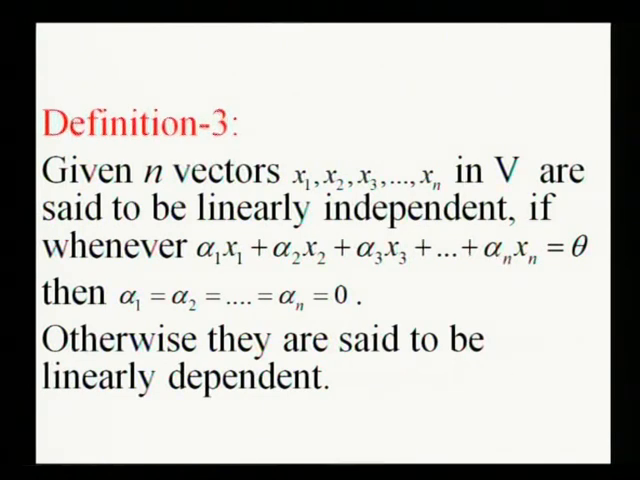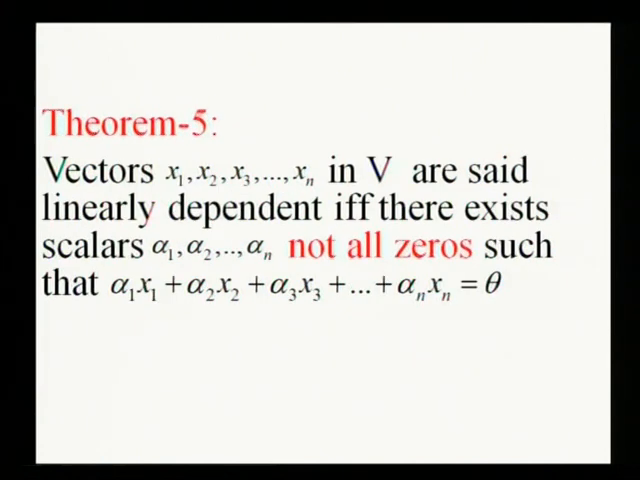And so we immediately have the theorem, let us see on the screen. Vectors x1, x2, ..., xn in V are linearly dependent if and only if there exist scalars alpha 1, alpha 2, ..., alpha n, not all 0, such that alpha 1 x1 plus alpha 2 x2 plus ... plus alpha n xn is equal to the 0 vector.